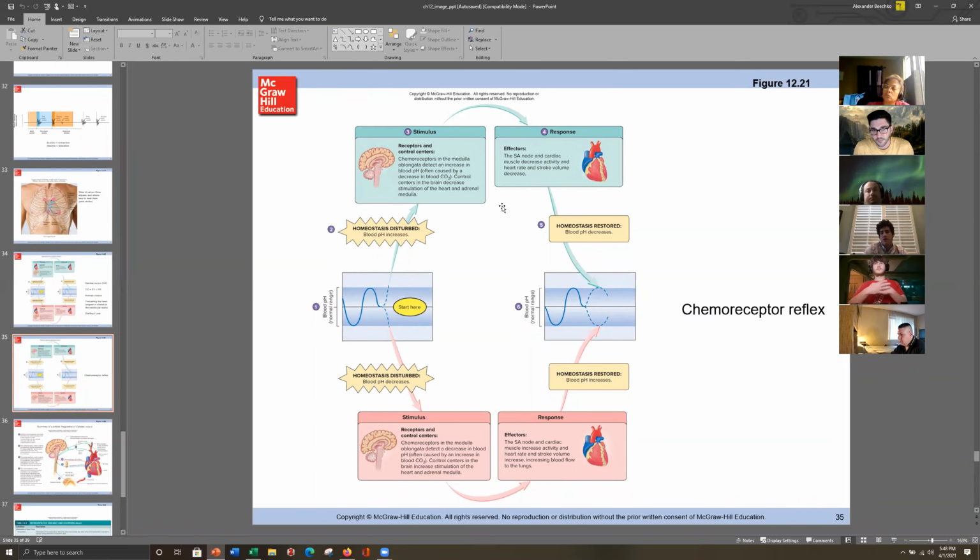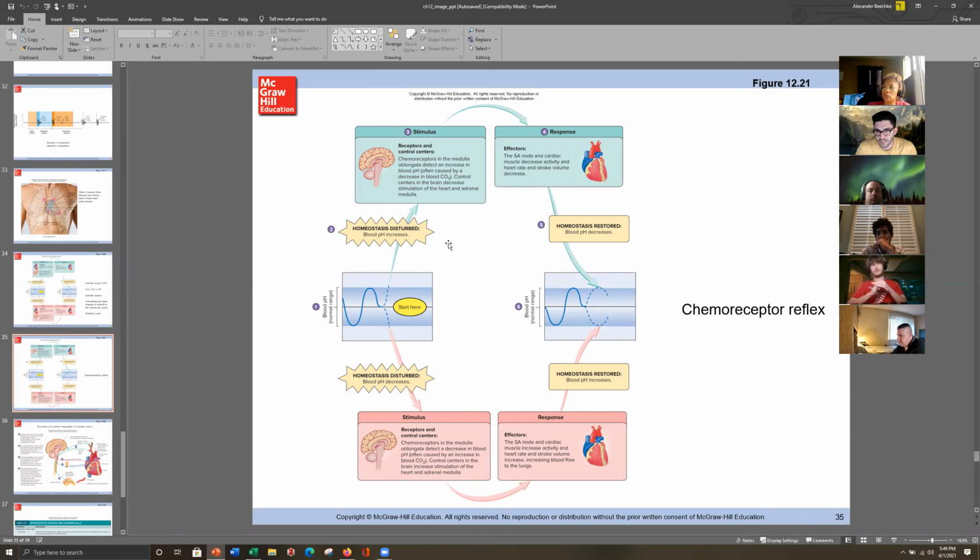But we also have chemoreceptors that will respond to changes in things like blood pH. We've already talked about a couple of instances where blood pH and the effect of pH on different enzymes in our blood can obviously have adverse consequences, but it can also change things like cardiac output too.